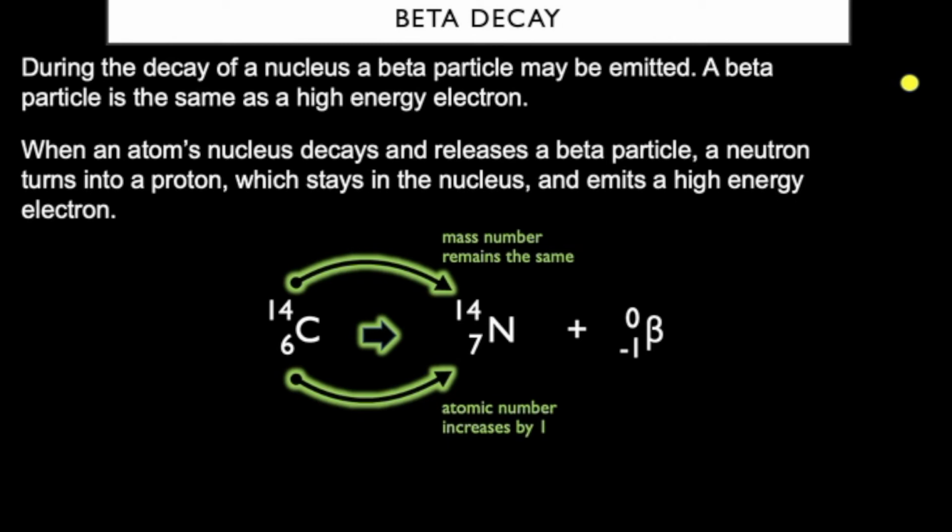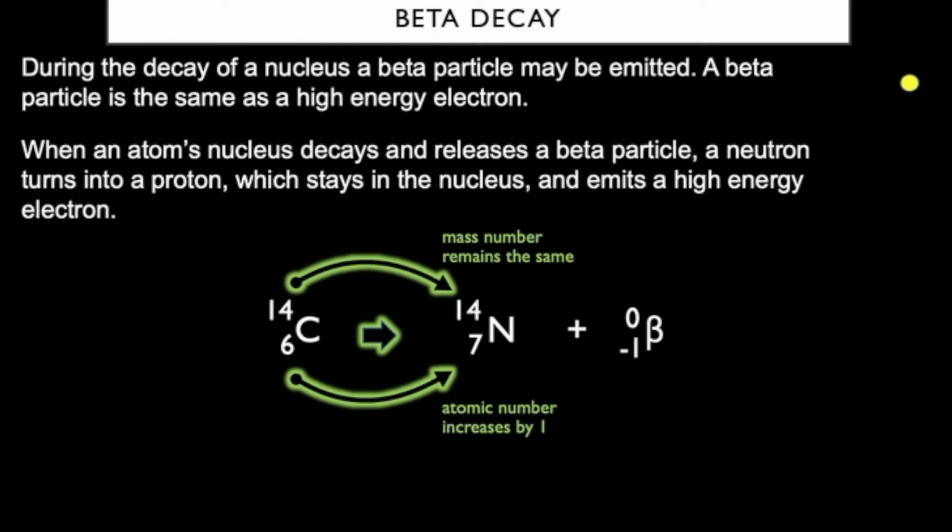And I know that a neutron has turned into a proton because the proton number has gone up by 1, but the mass number has stayed the same. So now I've got 1 less neutron and 1 more proton. Initially, in my carbon-14, I had 6 protons and 8 neutrons. On the right-hand side of the equation, my nitrogen atom has got 7 protons and 7 neutrons. So the proton number has gone up by 1, and the neutron number has gone down by 1. But overall, the mass number stays the same.